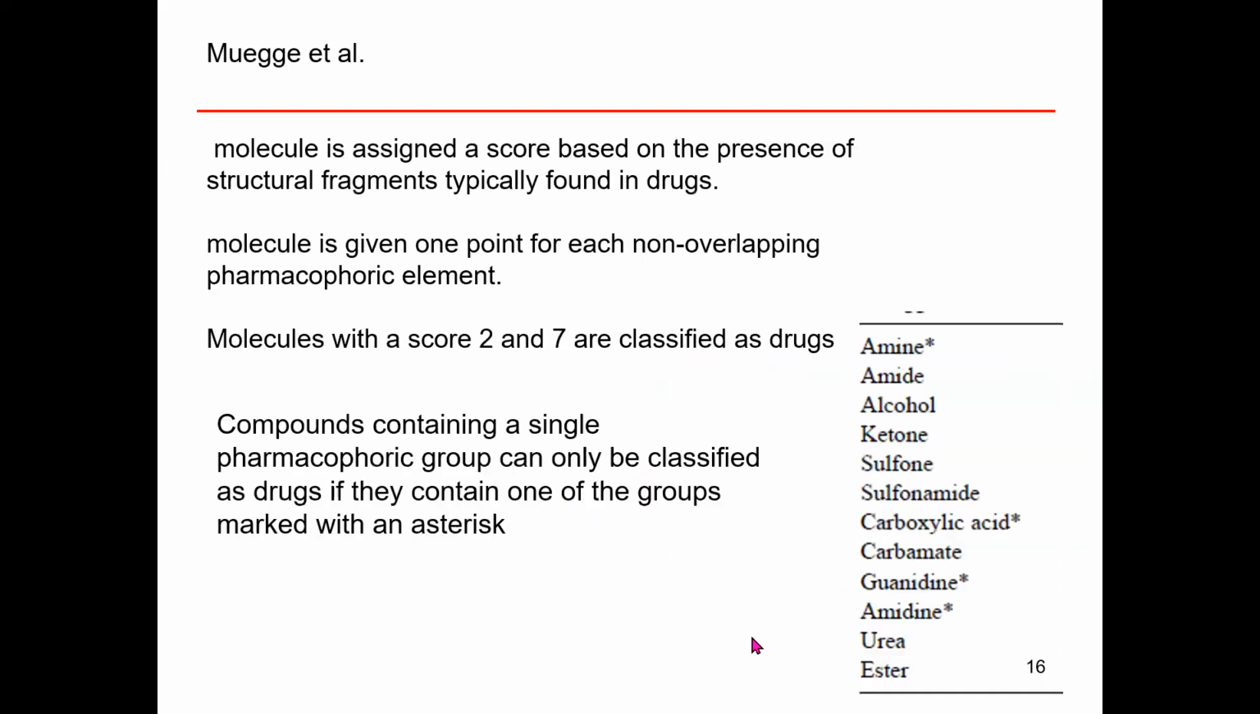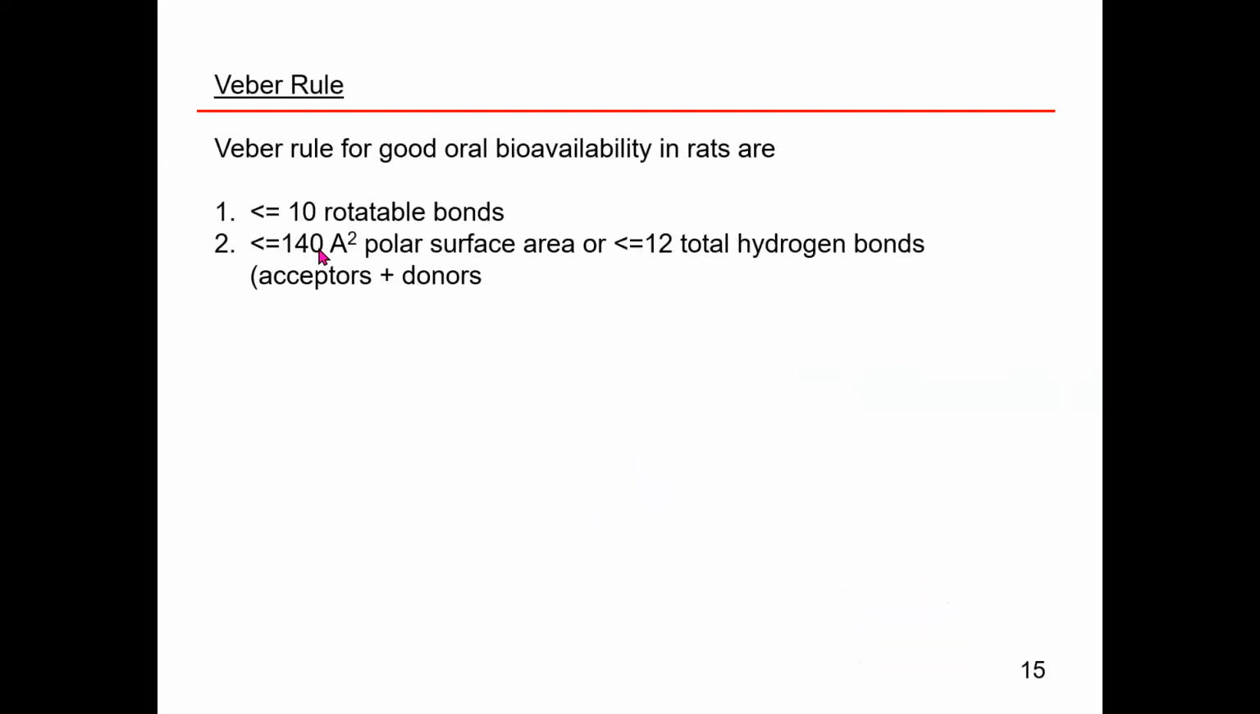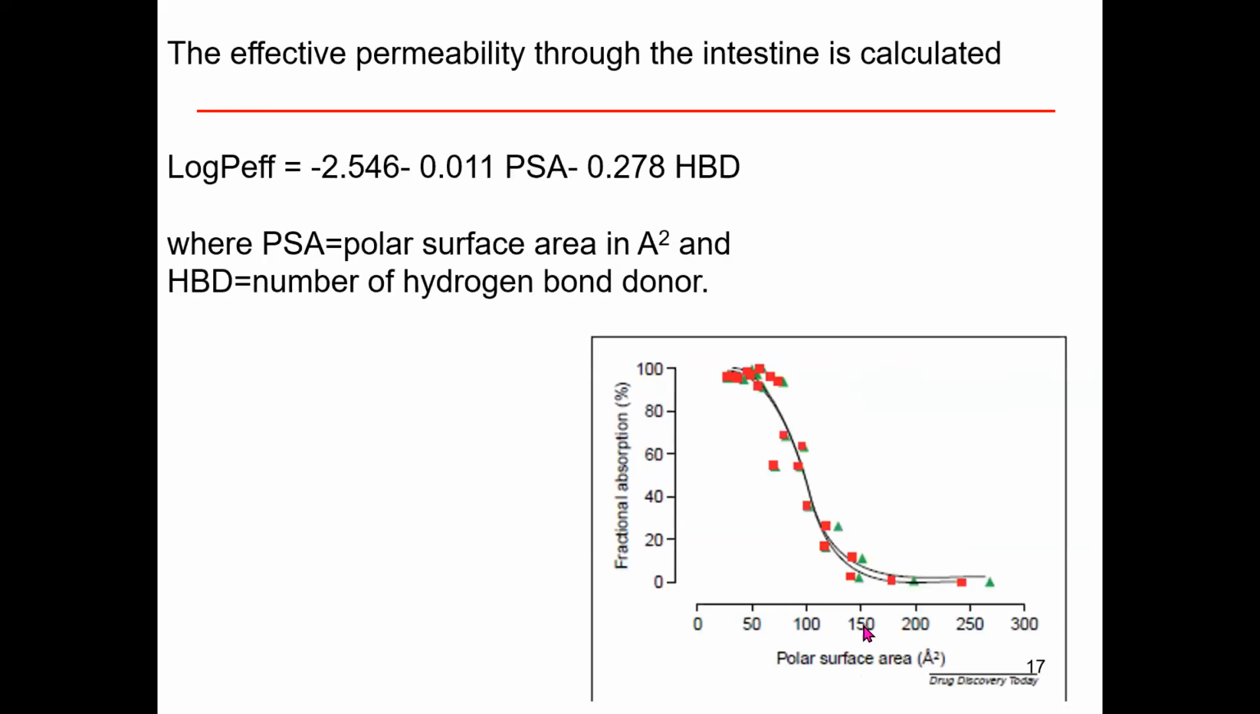Of course, there is one rule which says polar surface area should be less than 140. 140 means somewhere here actually. But ideally, they say around 100, you will have about 50% absorption. So ideally, you should work in this region actually. Okay, so polar surface area determines the absorption in the stomach.